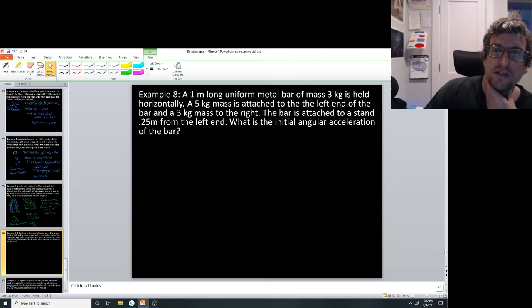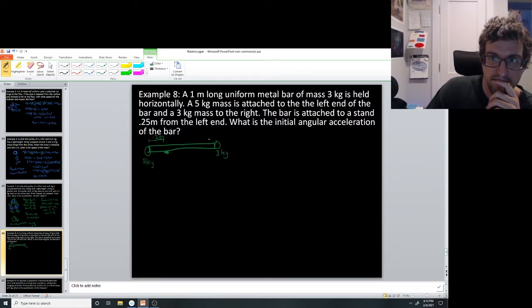We've got a uniform metal bar held horizontally, but it's forced to rotate around a point 0.25. So it's forced to rotate here. On this end, we've got 5 kilograms, and on this end, we've got 3 kilograms. I want to know what the initial angular acceleration is.